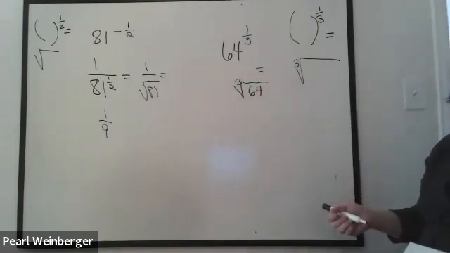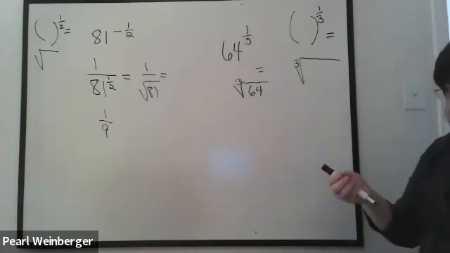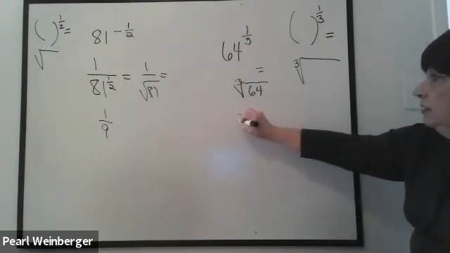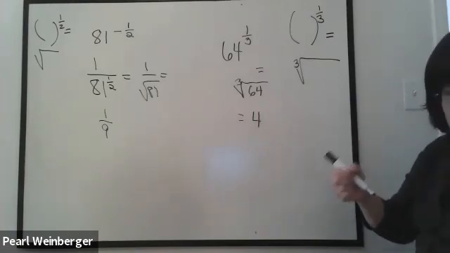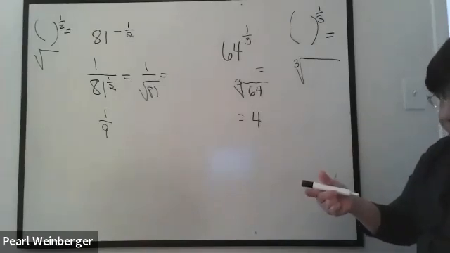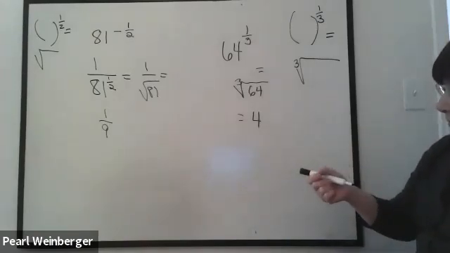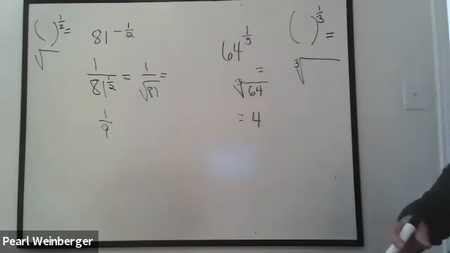And the cube root of 64 is what number times itself 3 times will give me 64. That has to be equal to 4. It's not 8, because 8 times 8 gives me 64, but I want to multiply 3 times. 4 times 4 is 16, and 16 times 4 is 64. If you don't know it, of course you can do it on your calculator.